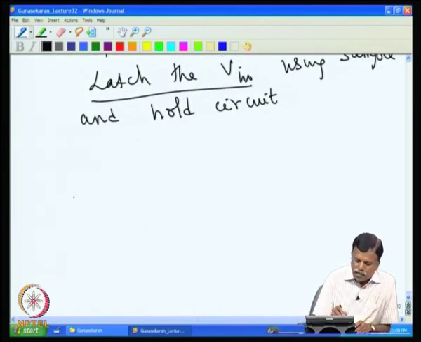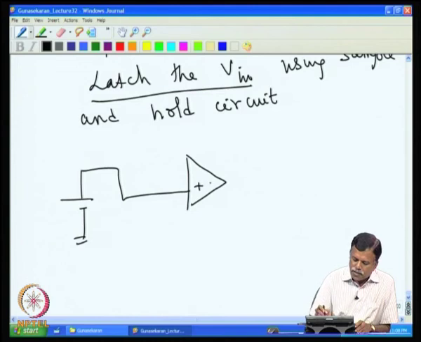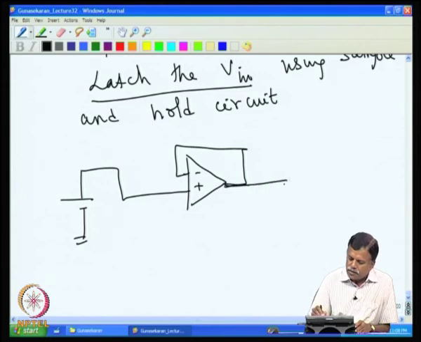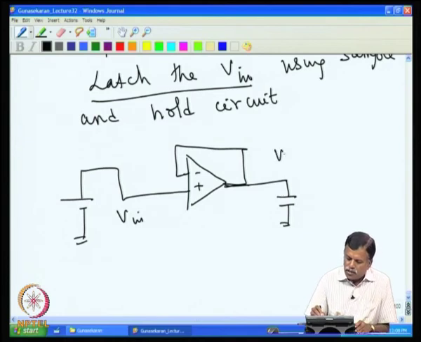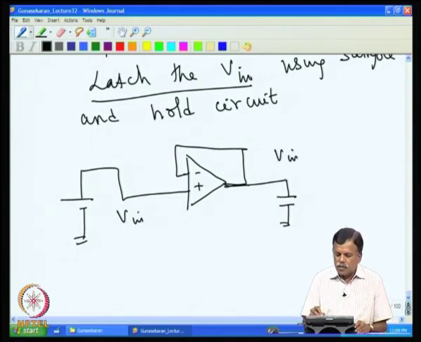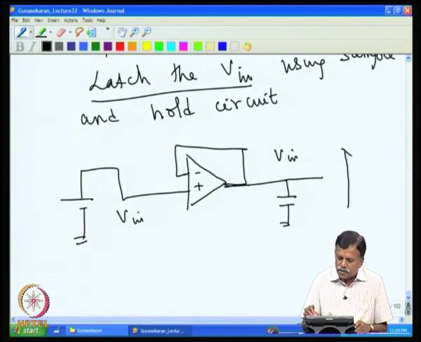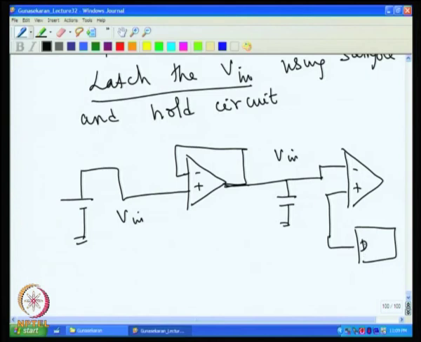How is that done? If you have V input, one possibility is I can have an operational amplifier, for example, with the follower here. Then I can have the capacitor here. Now, if it is V in, this will charge to V in. This can be given to the comparator of the converter, and this can be given to the DAC converter. The other circuits are the same as what we have discussed. So, this is the capacitor C.